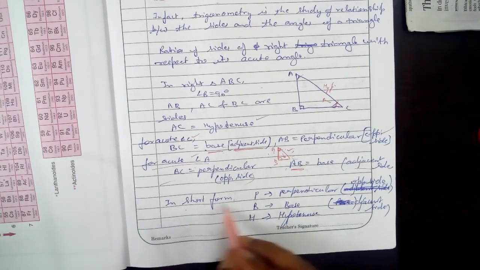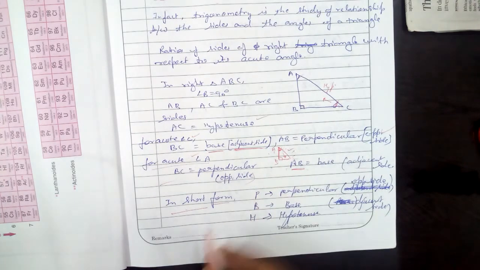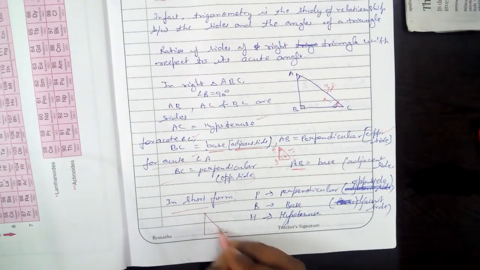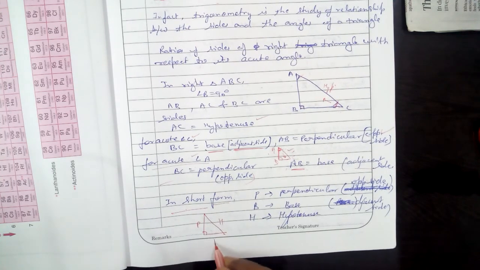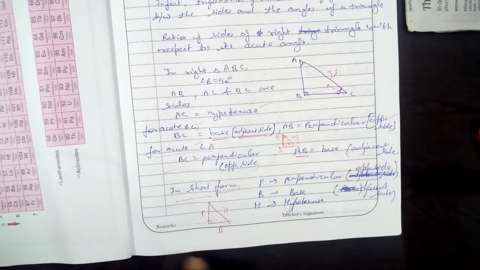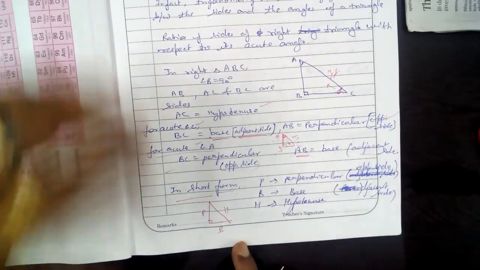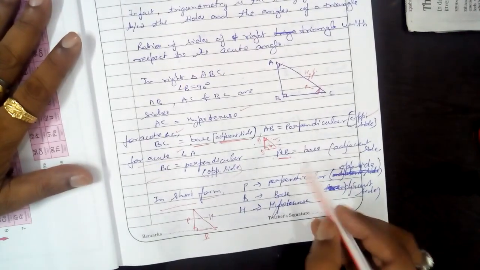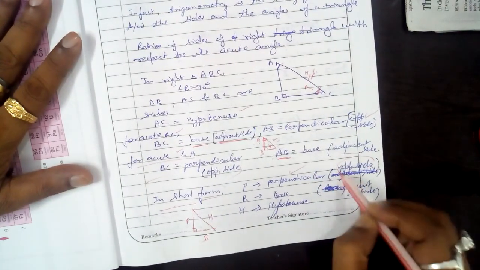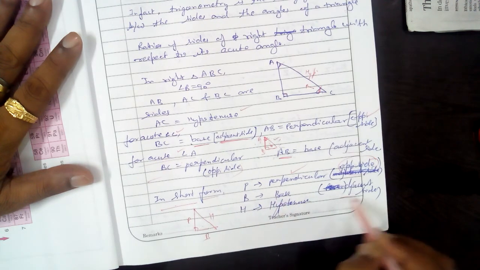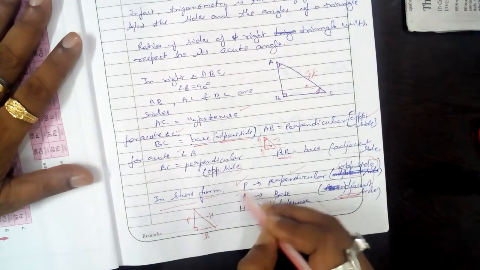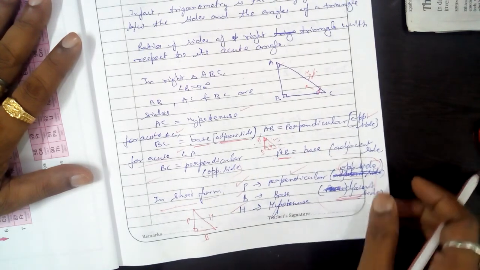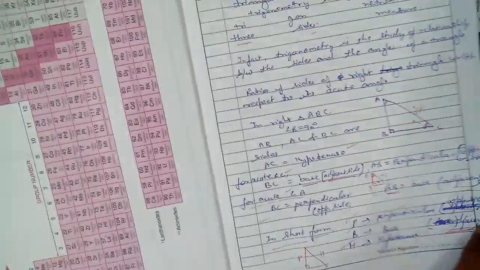In short form, you can call the three sides H, P and B: hypotenuse, perpendicular and base. P and B are changeable. Perpendicular is always called the opposite side, and base is always called the adjacent side. But we will not use those terms. We will use PBH: perpendicular, base and hypotenuse.